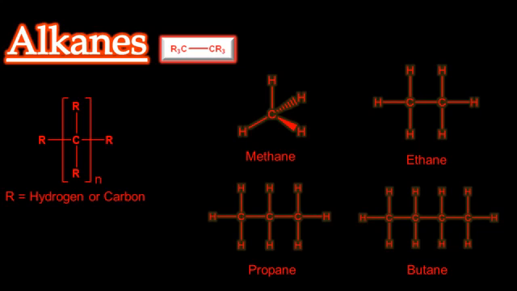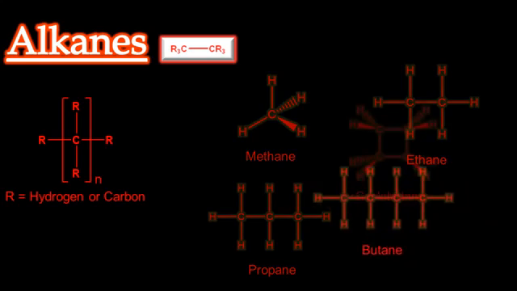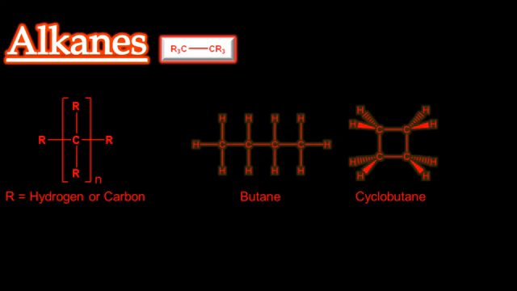Note that alkanes may exist in acyclic and cyclic forms. Here, butane is shown next to its cyclic form, cyclobutane. Alkenes are also hydrocarbons, but differ from alkanes in that alkenes feature two carbons bonded by a double bond, which features one sigma bond and one pi bond.